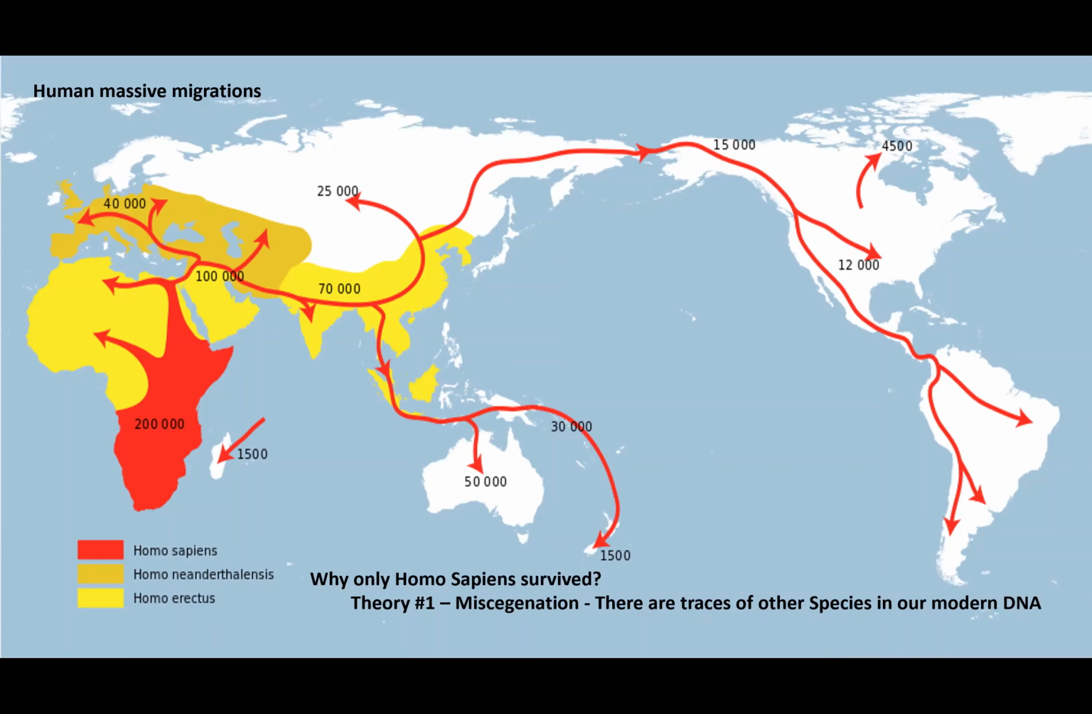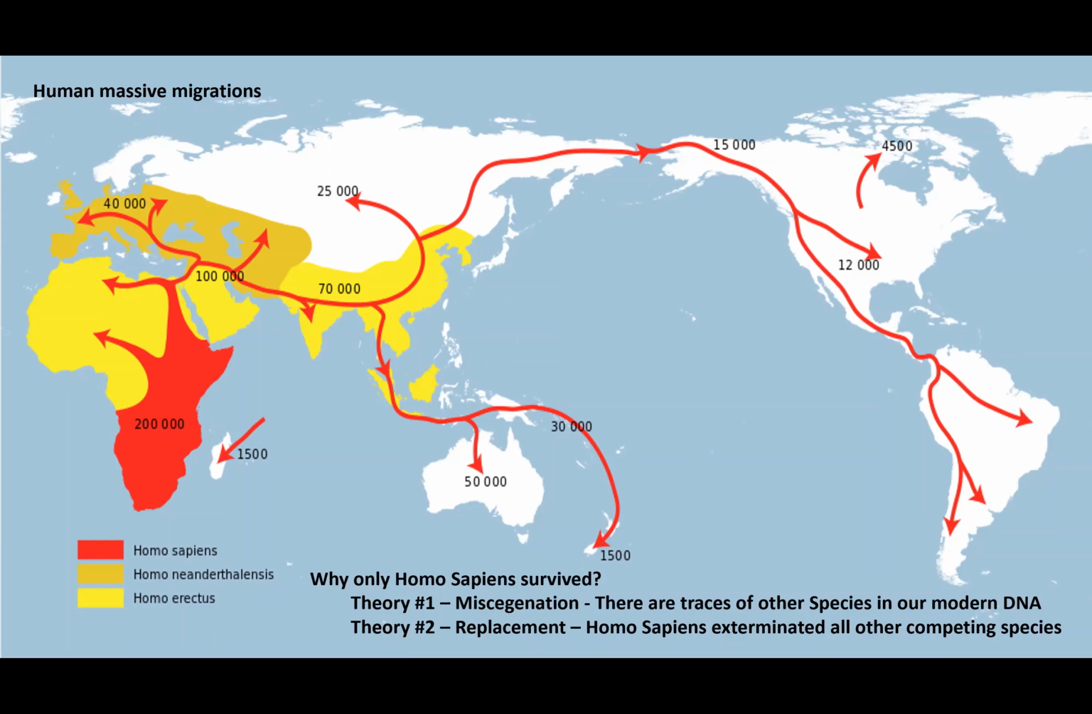The second theory is about the very first genocide in history. It's a theory of replacement. And there are evidences all over the planet that we really killed all the other species. So we could have done some miscegenation, but the fact that we are here today is because we systematically eliminated all of our competitors in the environment.